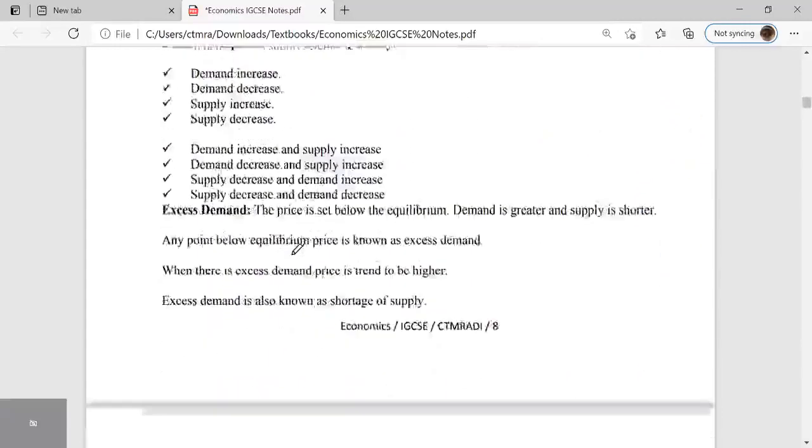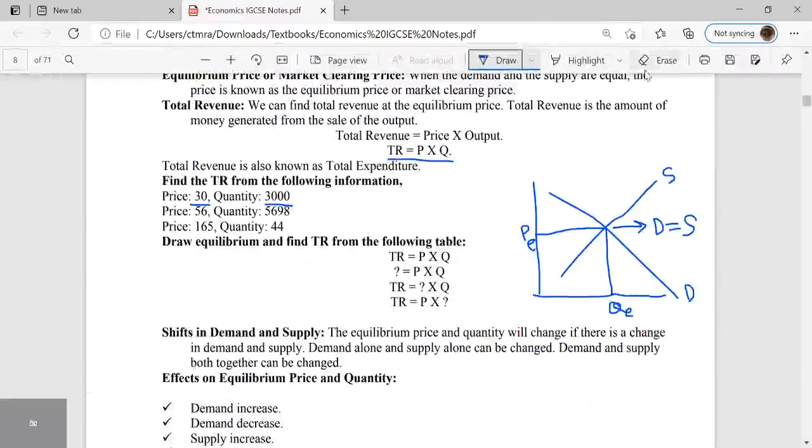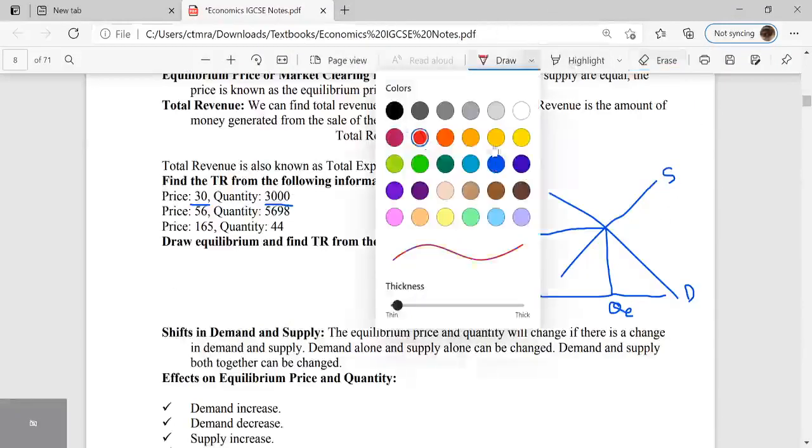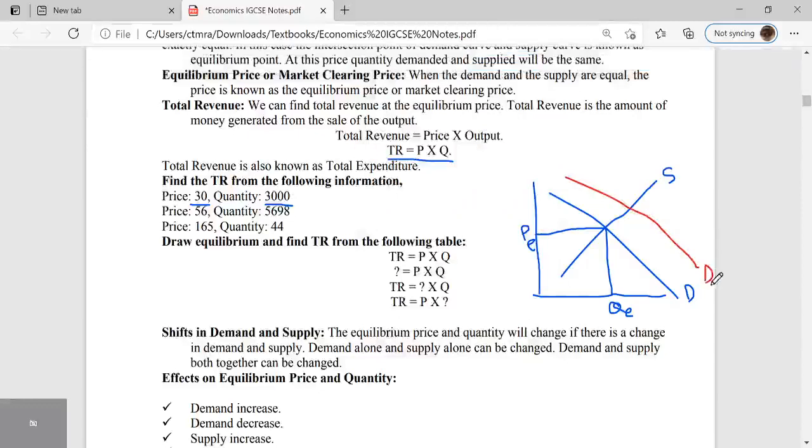There can be questions from here, like the shifting of demand and supply. See, there can be a rise in demand, so it will move to the right. So there is a new intersection point. This will lead to higher price and higher quantity. This way we can show many kinds of effects on the equilibrium.